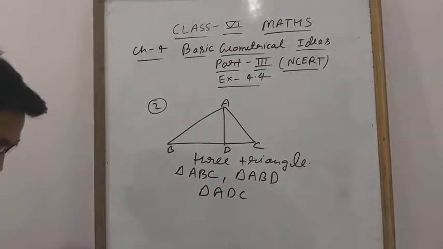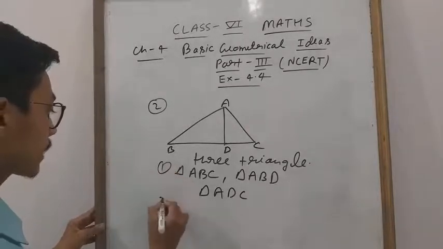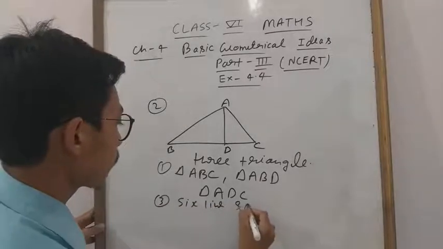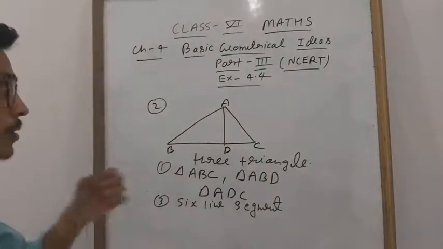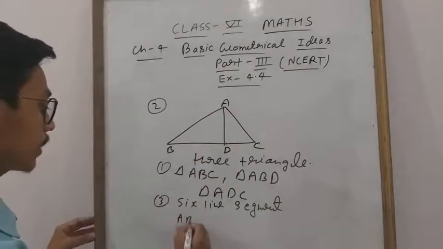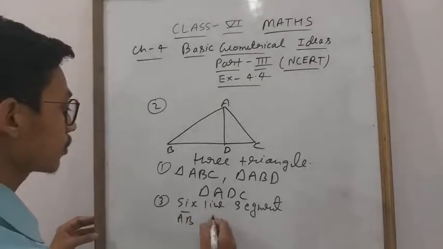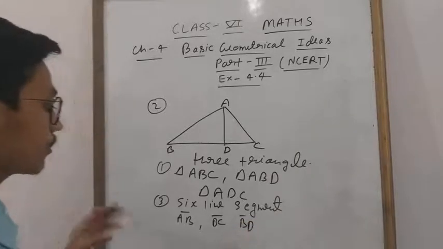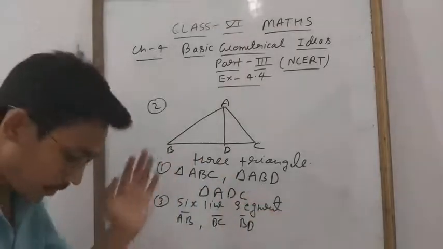Next is given. Write the names of 6 line segments. If you have to write down 6 line segments, line segment everyone knows? Fixed points. So AB is also a line segment. Then next you can write down what, student? BC you can write down. What you can write down next? BD you can write down. That means 3 line segments are clear. And next you will write down yourself. The remaining segments you will write down.